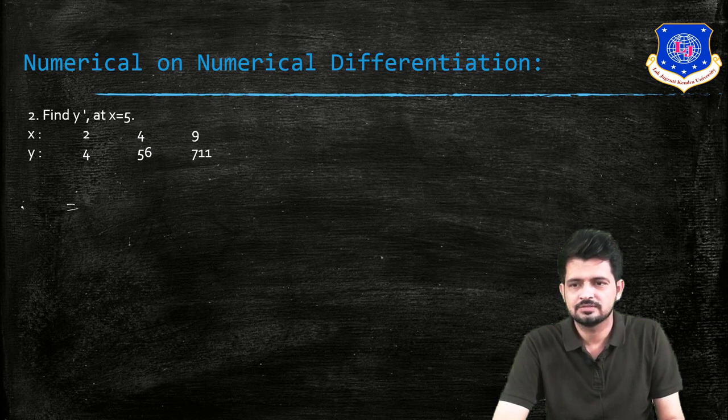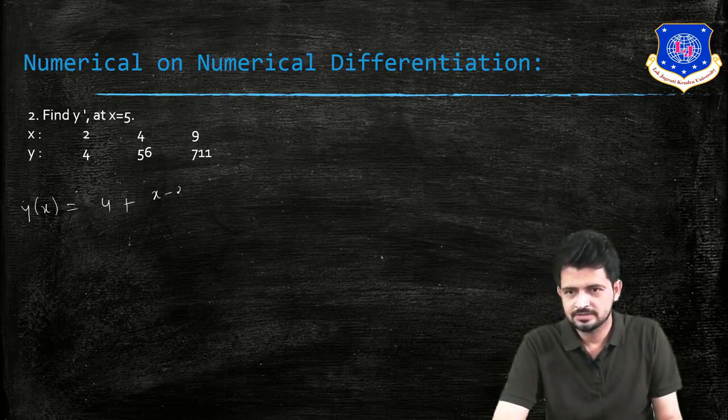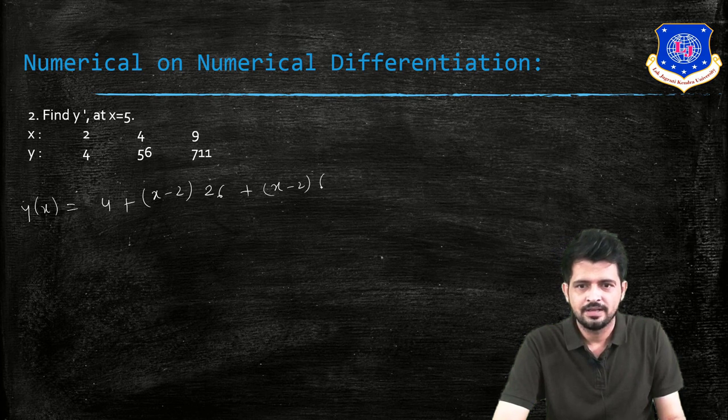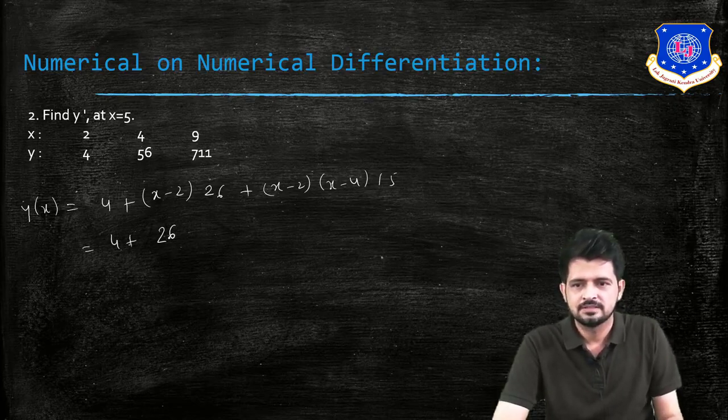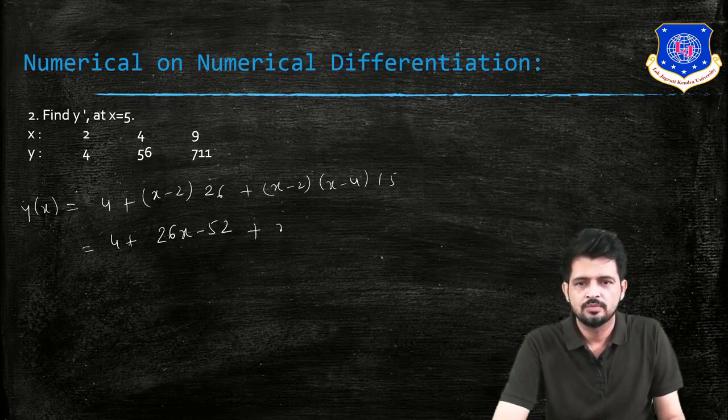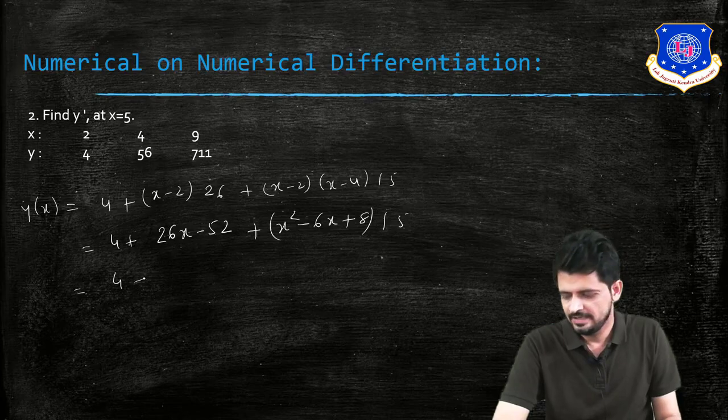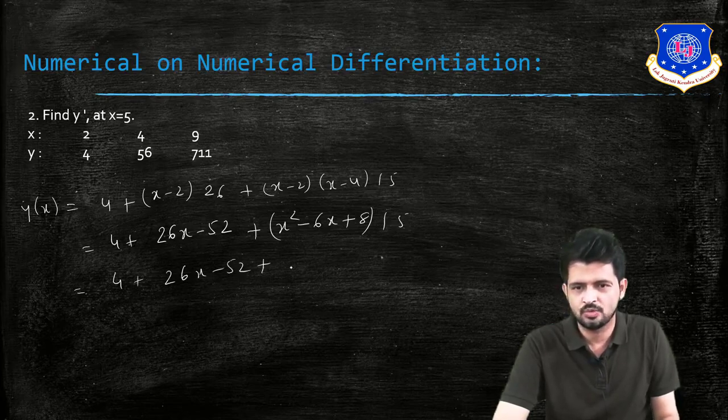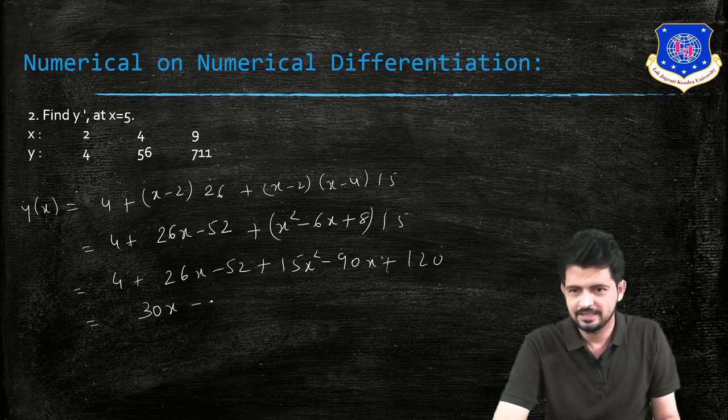By placing the values, I can get y of x as 4 plus x minus 2 into 26 plus x minus 2 into x minus 4 into 15. Let us simplify this. 26x minus 52 plus x square minus 6x plus 8 into 15. Let us simplify this. 4 plus 26x minus 52 plus 15x square minus 90x, okay, plus 120. If you simplify this, you will get the answer like this, 30x.